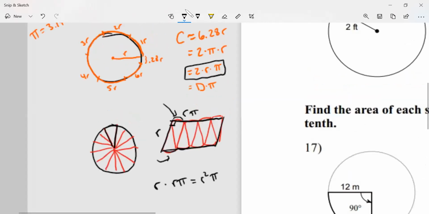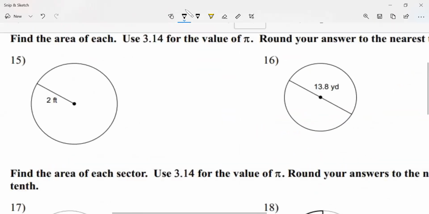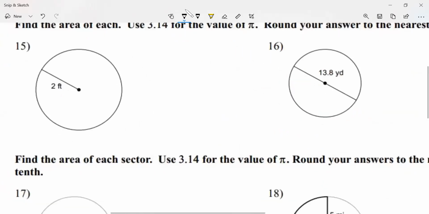Now you guys know the area of a circle, you guys know the circumference of a circle. We're going to use both ideas later on in this lecture. So let's take a look. Here it says find the area of each. They look like circles. 15 and 16 look like circles. Use 3.14 for the value of pi and round your answer to the nearest tenth.